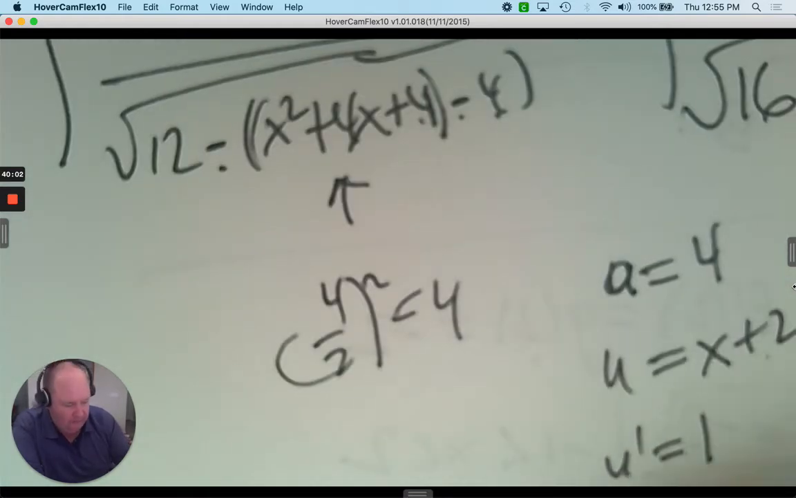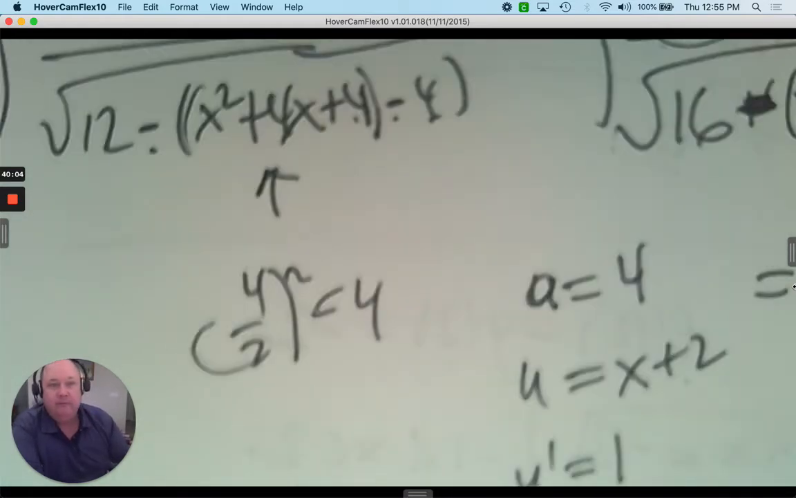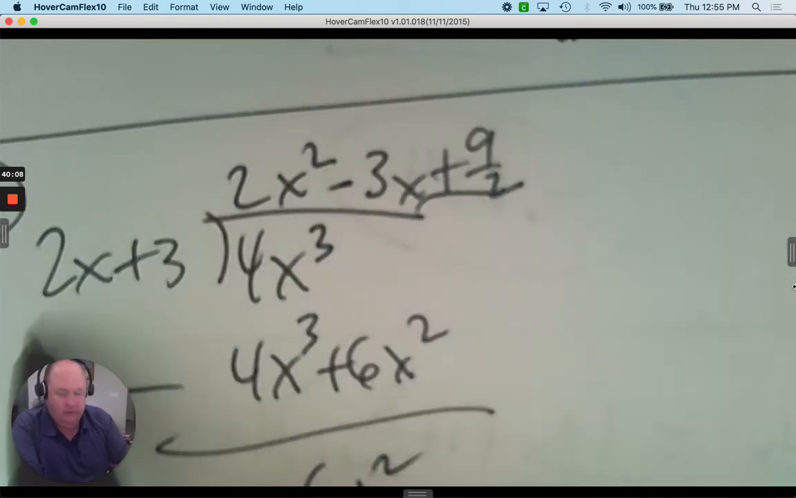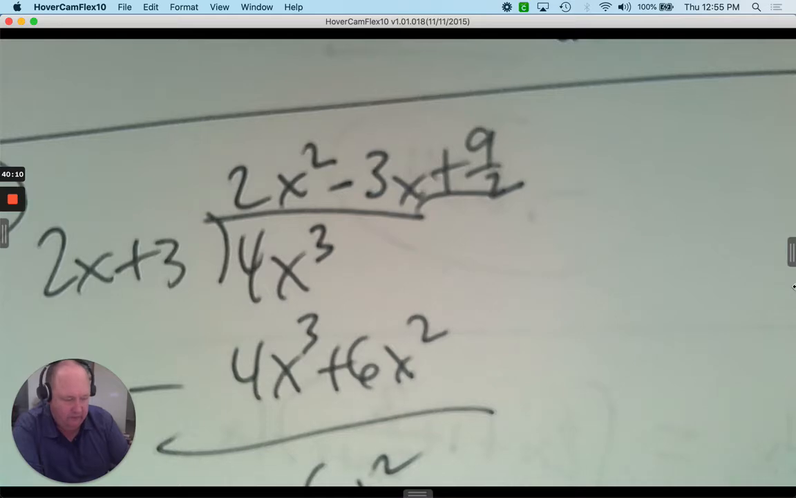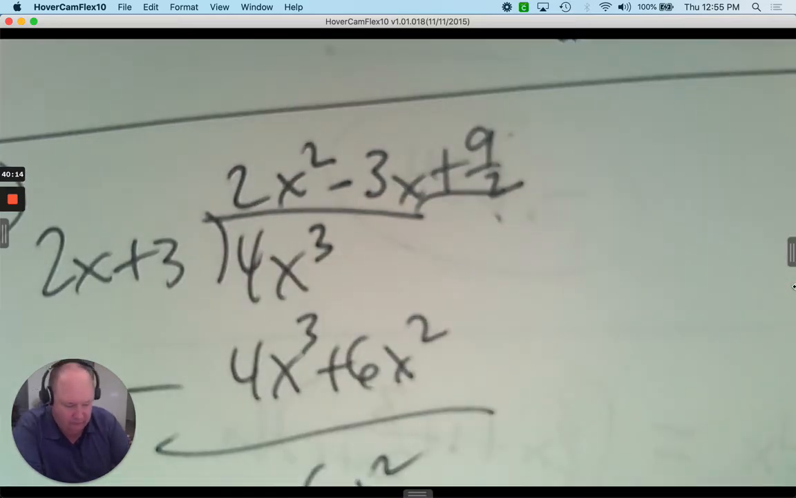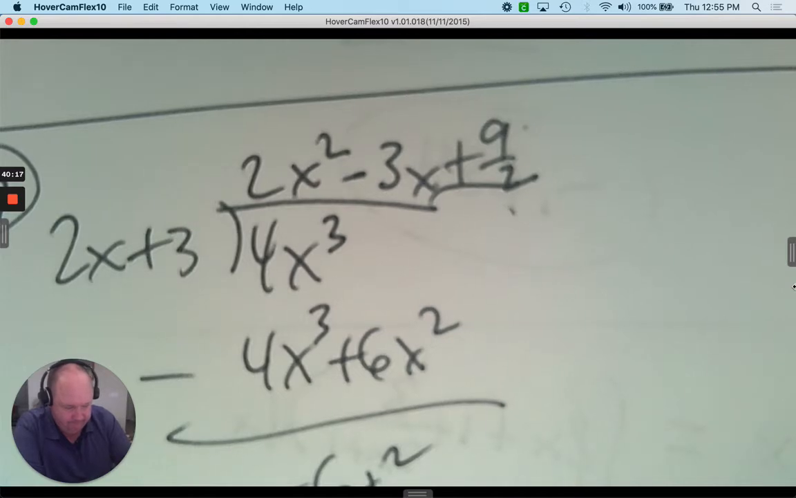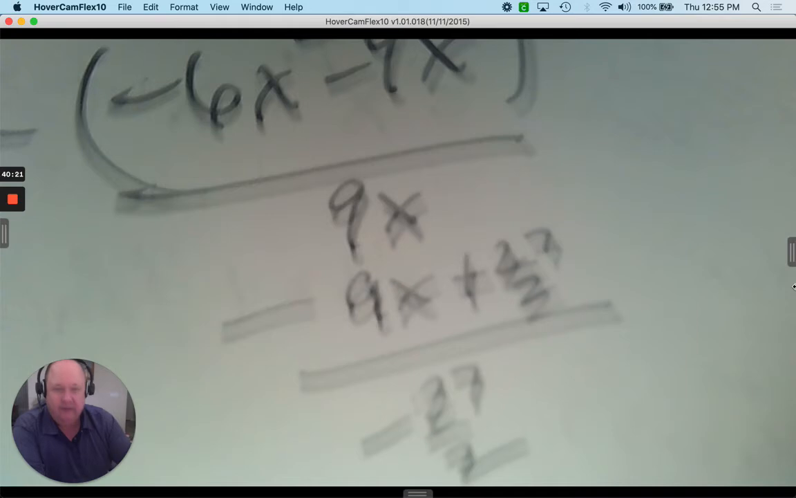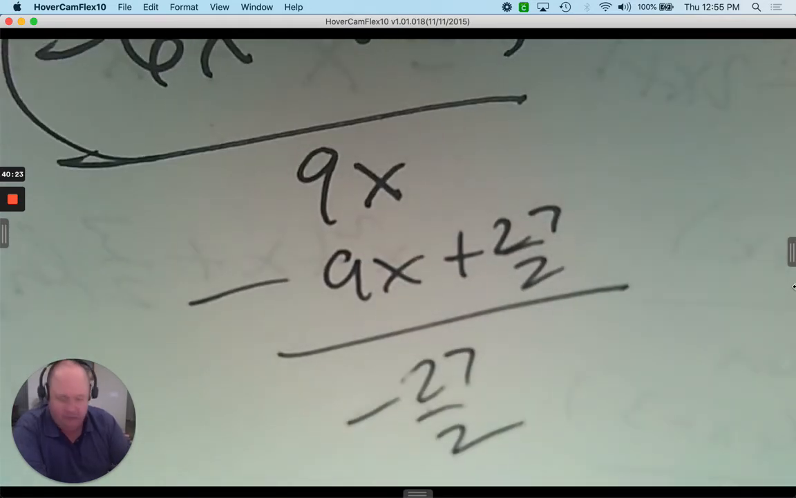And then 9 divided by 2 is 9 over 2. So 9 over 2 times 2 is 9x. 9 over 2 times 3 is just 27 over 2. So when I subtract, the remainder is a fraction. So that's going to make you uncomfortable at first, but there's your remainder.